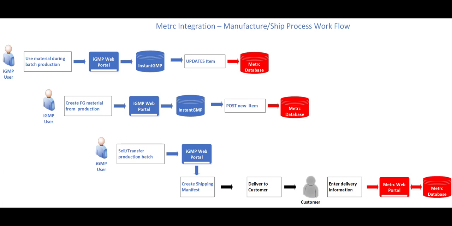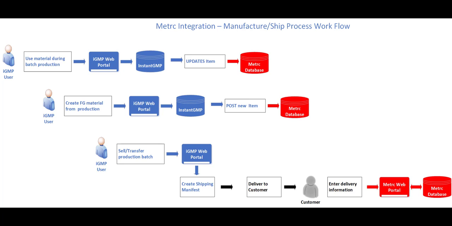The changes in inventory values for the warehouse and production are mostly done through InstantGMP. As we can see on the workflow diagram, users will make data changes to the values within InstantGMP, and then the system will automatically update the METRC values. This is true for finished goods as well. As materials come out of a batch production record, the system updates METRC as well.